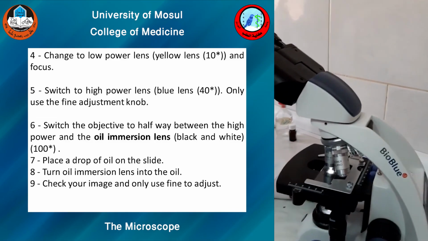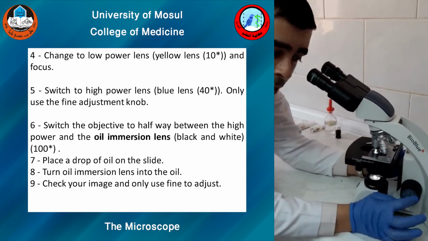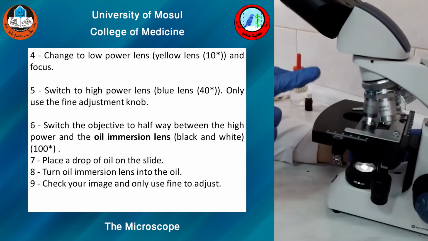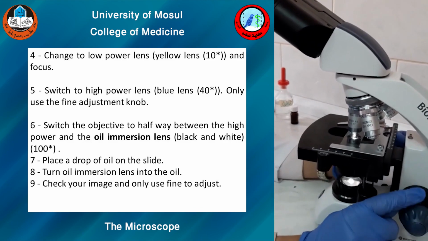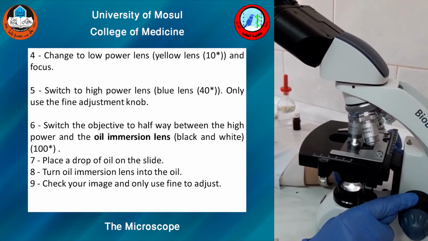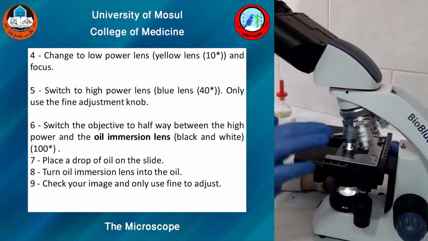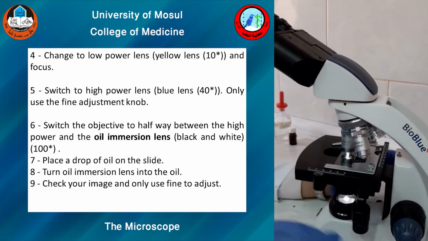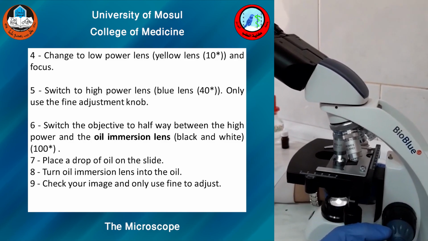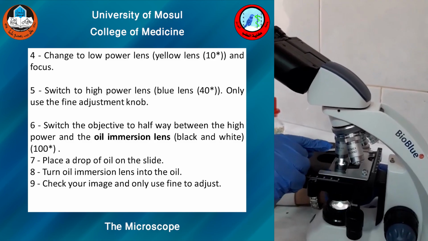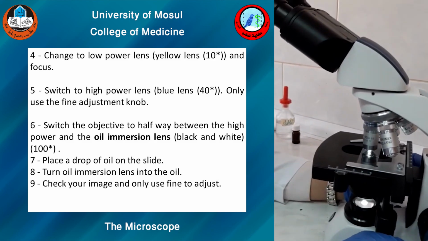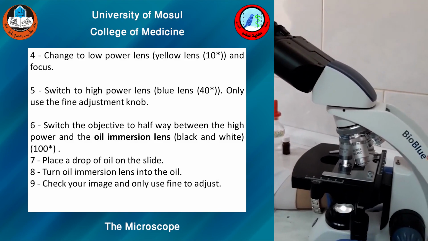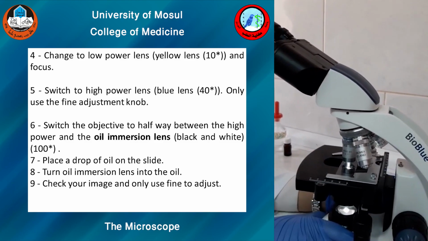Here, it is very important that we use only the fine adjustment knob with the high power lens and the oil immersion lens. It is forbidden to use the coarse adjustment knob with these two lenses. Otherwise, the lens and the slide will be broken. So we use only the fine adjustment knob with the high power lens. Again, we look through the ocular lens and use the fine adjustment knob until we get the best view.